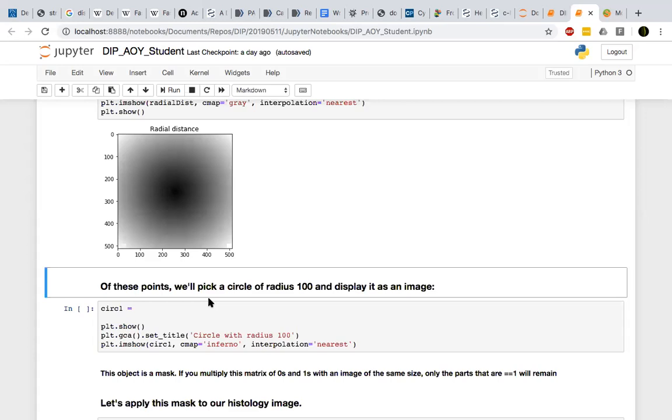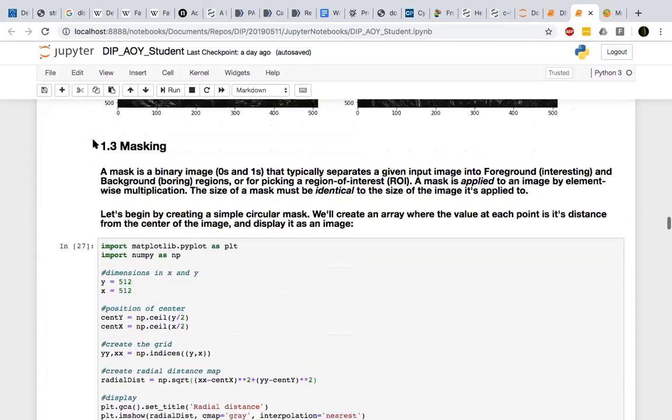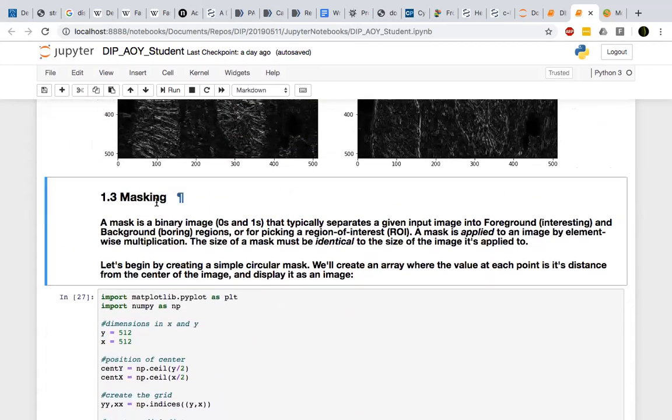Cool. So you can see it automatically saves. You can also save it. There is a little save button here. And we're just going to start tomorrow from 1.3 and hopefully get somewhere. All right? Cool.